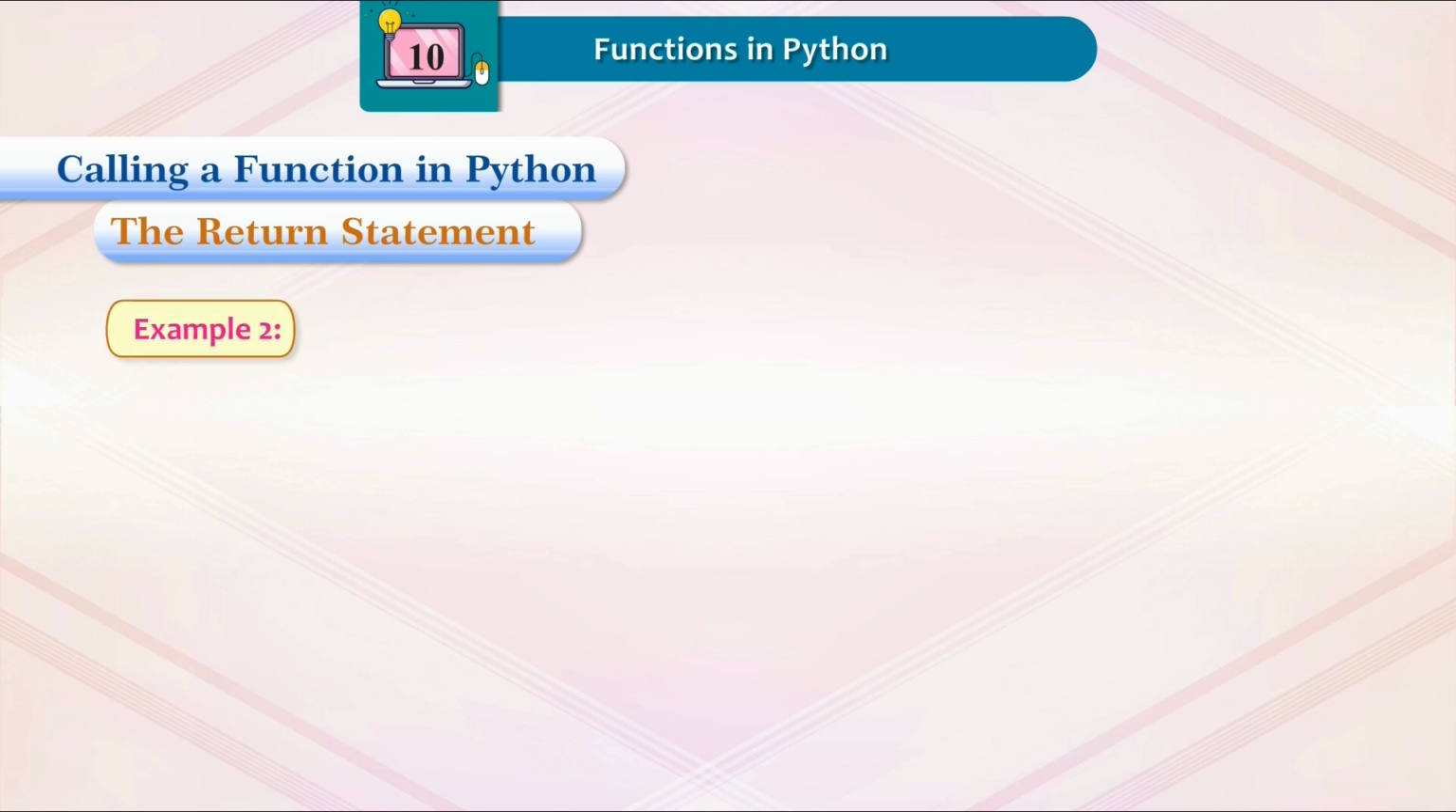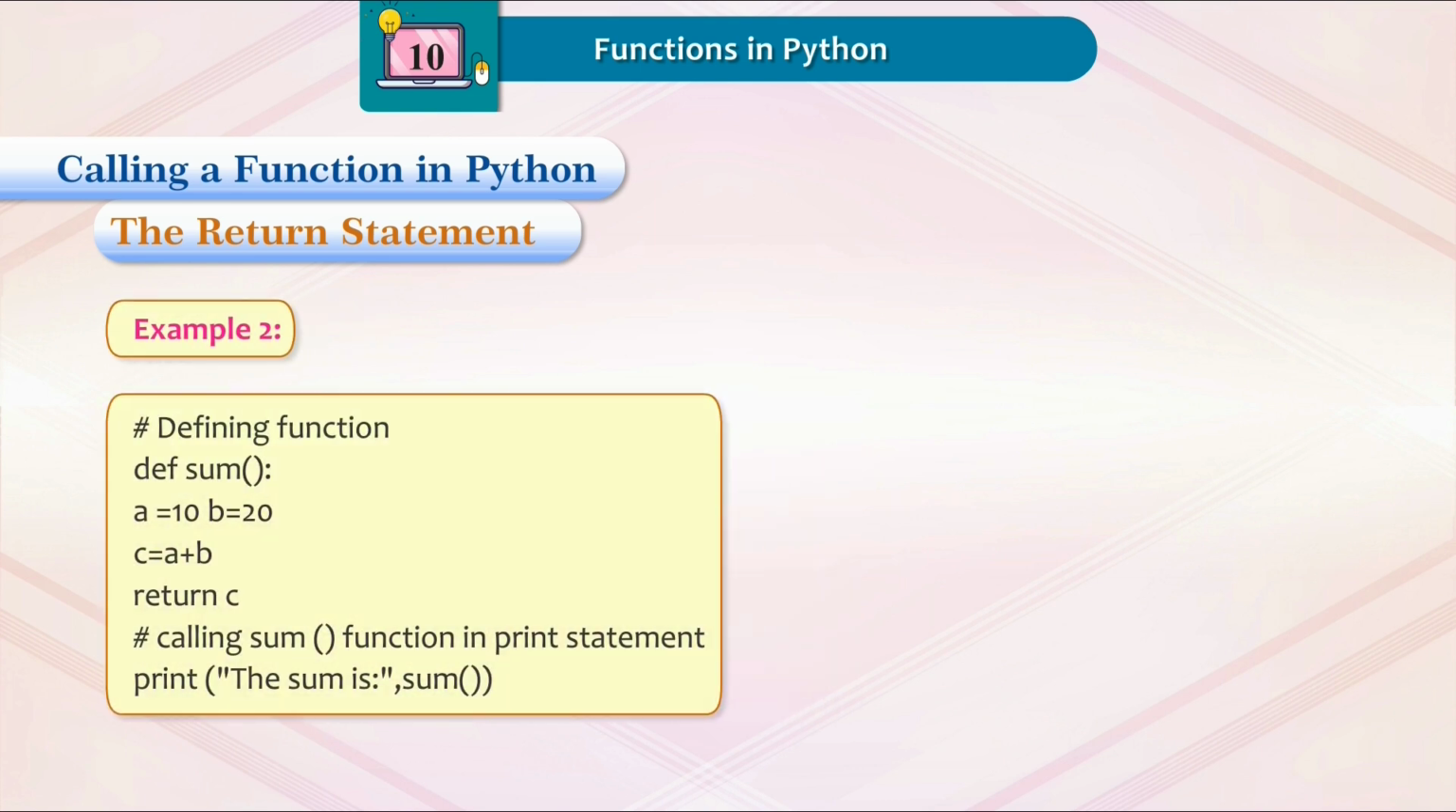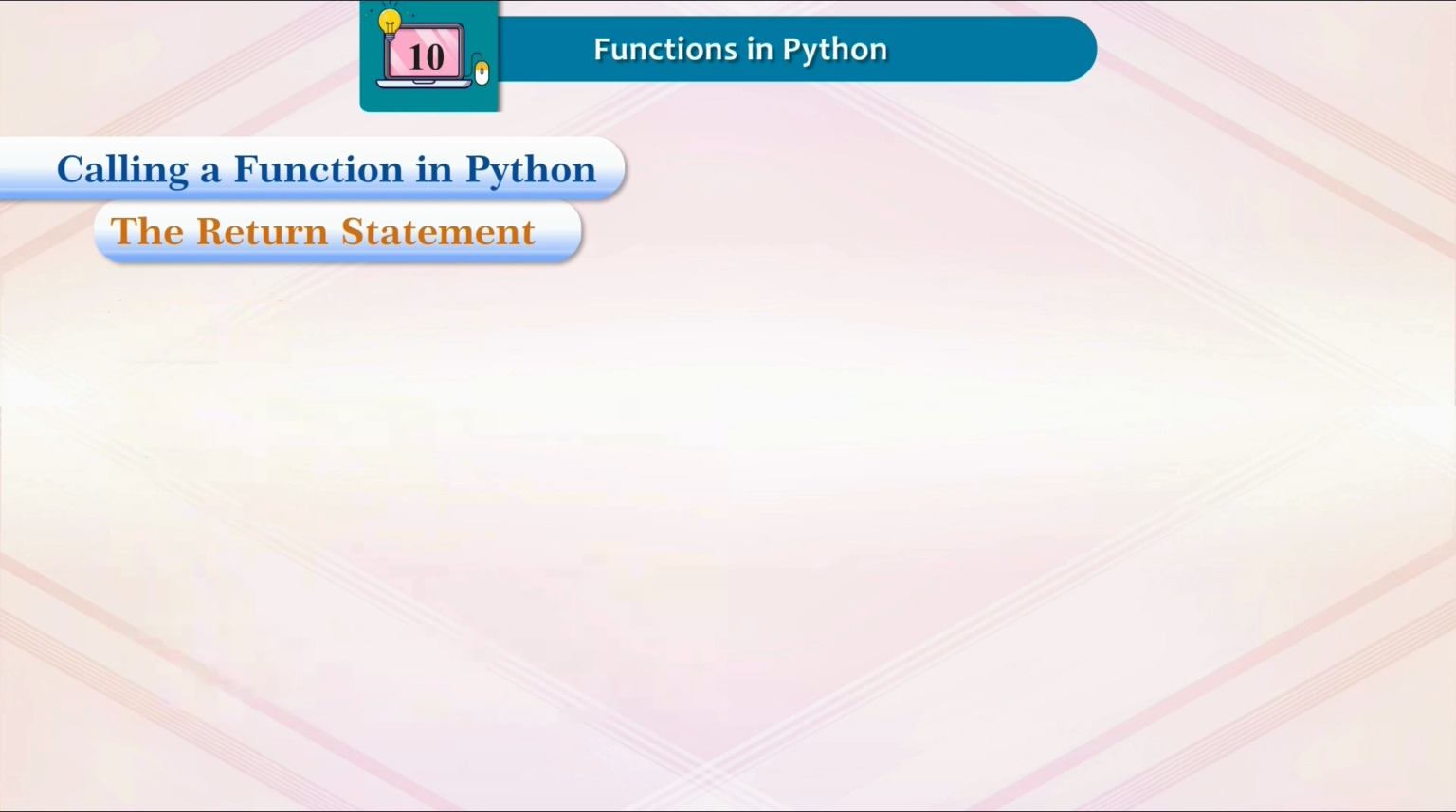Example 1. # Defining function def sum(): a = 10, b = 20, c = a + b, return c. # Calling sum function in print statement print("The sum is", sum()). Output: The sum is 30.